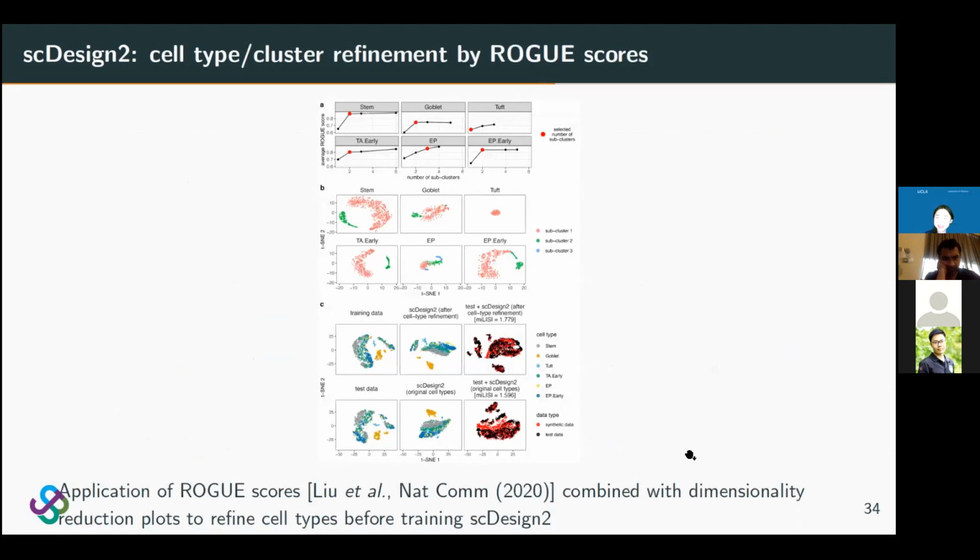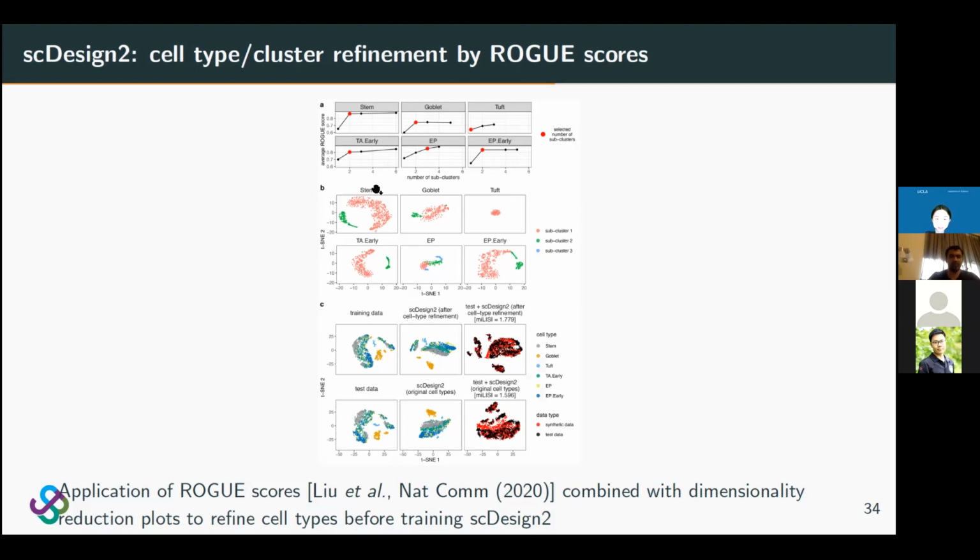Okay, so regarding the cell type definition, that's a very practical question. Even though the real data may have cell types labeled, do we think the cell types are refined enough? To check that, we leverage a recent method paper called Rogue Score to check the so-called homogeneity of each cell cluster. For example, STEM is a cell type in real data, but using the Rogue Score, basically it's checking how well the genes in each cluster follow the negative binomial distribution, because for UMI-based data, negative binomial distribution is something people think is reasonable.